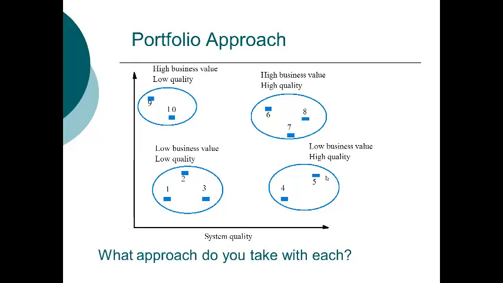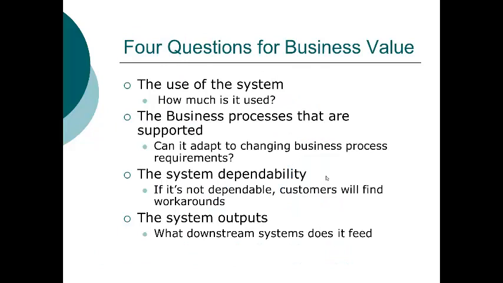Now, how do you determine its business value? Well, four questions that you might want to ask. How much is the system being used? If it's not being used at all, it has low business value. If it's being used every day, it has pretty high business value. What business processes does it support? Can it adapt to changing business processes and their requirements? Is the system dependable? If it's not dependable, customers will find workarounds or other ways to go about their daily tasks to accomplish the core business. System outputs: what downstream systems does it feed? And also assess the environment and technical quality, which we're going to look at in the next two slides.